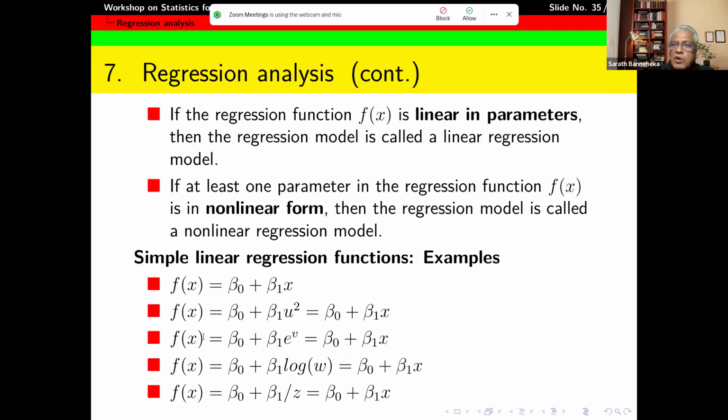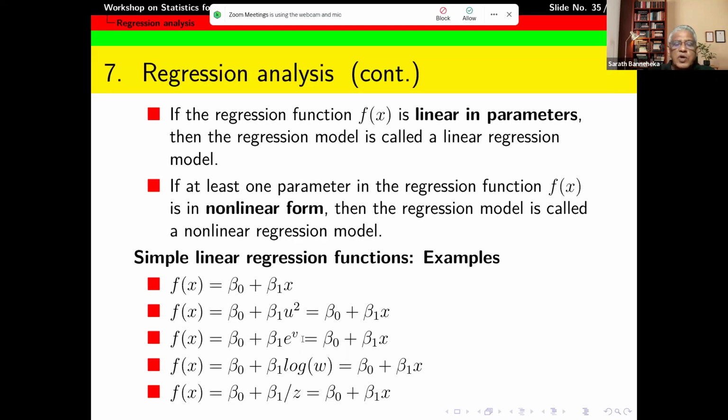But this is a linear model because the parameters beta naught and beta 1 are appearing in the linear form, right? And if you denote this u square by x, still this is a linear regression model. Now this is a straight line in terms of x. So these are all examples of what you call simple linear regression models because there is only one x here, in all these things.